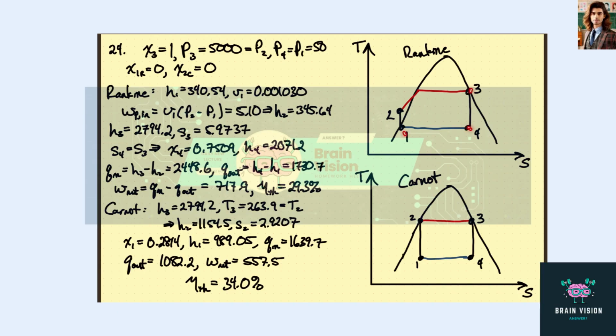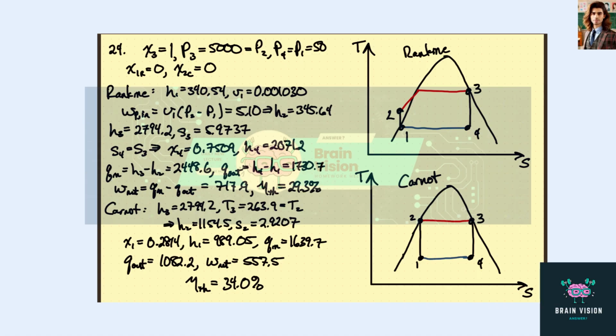Now that we know the enthalpy at all of these positions, we can get the heat transfer in, which is 2,449 kilojoules per kilogram. The heat transfer out is 1,730.7 kilojoules per kilogram, which means that the net work we get out of this Rankine cycle is 717.9 kilojoules per kilogram. The thermodynamic efficiency, which is this divided by this, is then simply 29.3%.